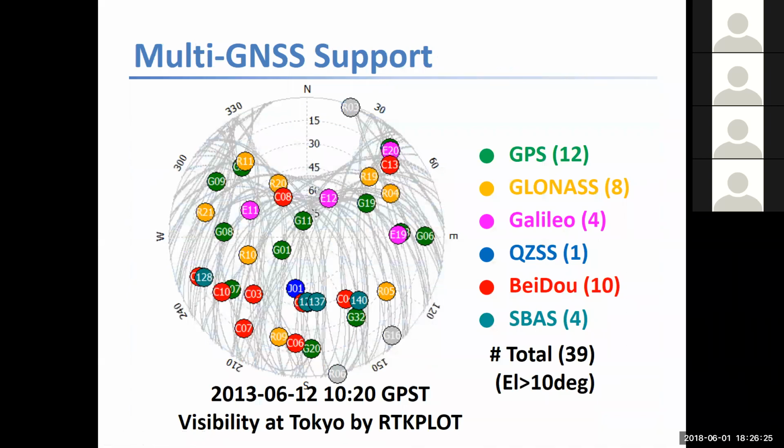So this is the GUI of the visibility of the sky view of multi-GNSS. So multi-GNSS supports GPS, GLONASS, Galileo, QZSS, BeiDou, and SBAS in 2013.